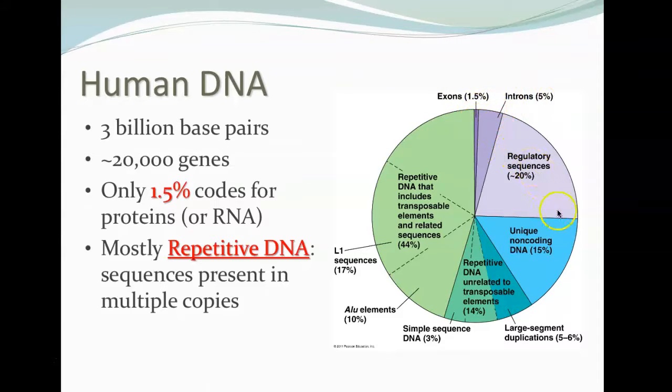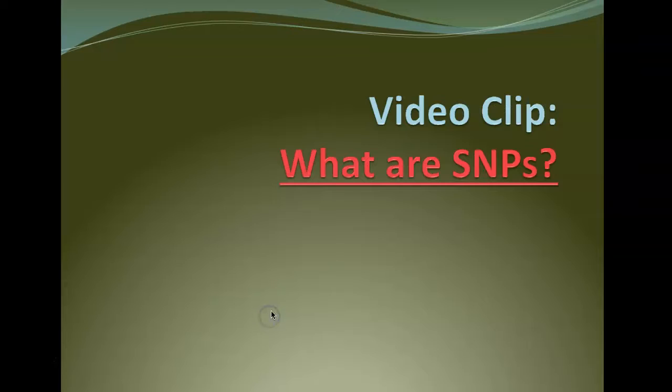Then you have regulatory sequences. Regulatory sequences are going to basically regulate replication, transcription, and translation. Unique non-coding DNA, also known as junk DNA, repetitive DNA, and more repetitive DNA. And I'm going to talk about what transposable elements are in just a minute. So we have just these repetitive, almost useless sequences of DNA that make up most of our genome, which is kind of crazy. All right.